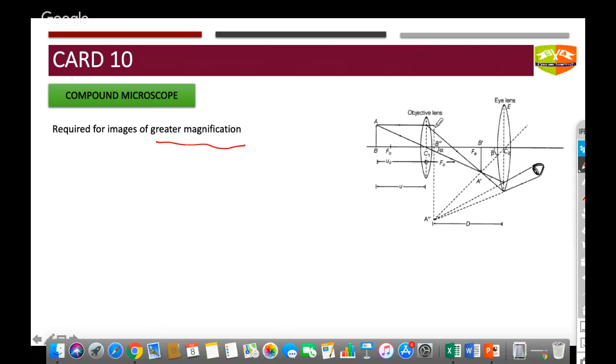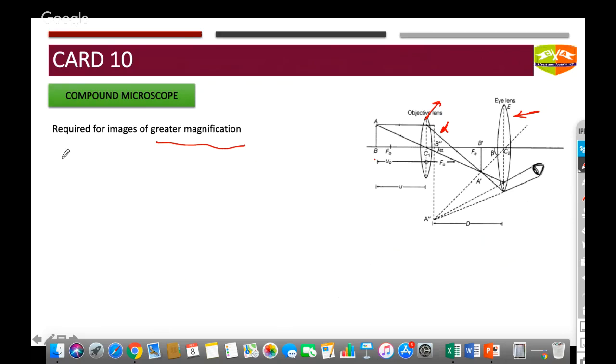So the construction of the compound microscope is a combination of two different lenses. The lens which is towards the object is known as the objective lens, and the lens which is towards the eye is known as the eye lens or eyepiece. So in a compound microscope, the objective lens is kept of lesser focal length.